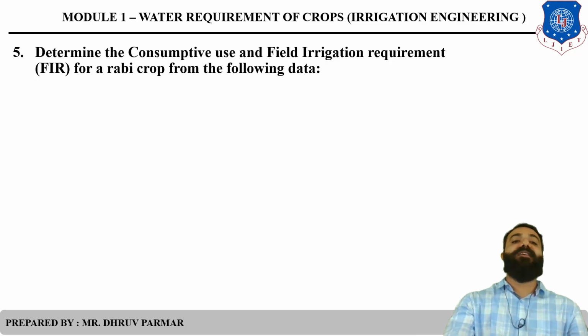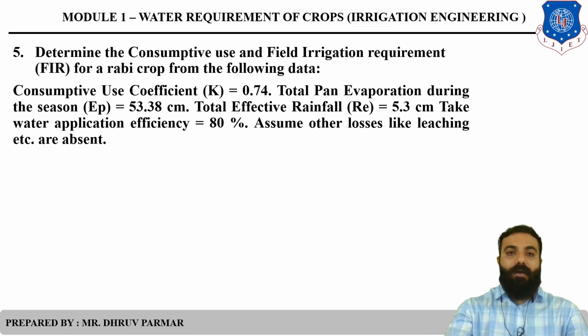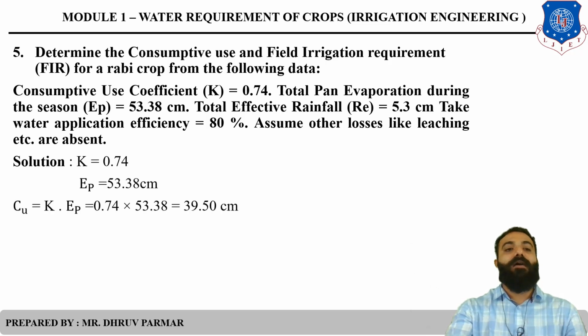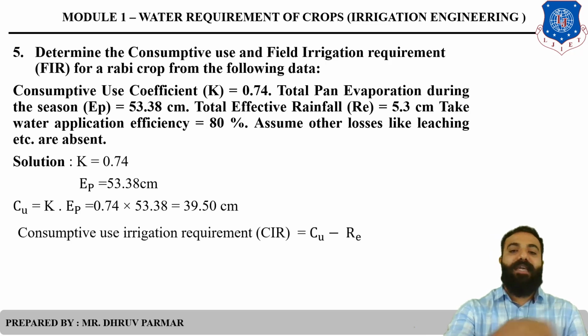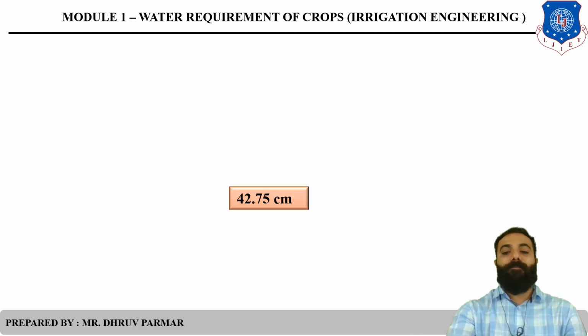So the next example: determine the consumptive use and field irrigation requirement FIR for a Rabi crop from the following data. Consumptive use coefficient is given, K is 0.74. Then total pan evaporation EP is 53.38, total effective rainfall is 5.3 centimeter, and water application efficiency is 80%. So we find out FIR. Clear? First we find out CIR. K is 0.74, EP is 53.38, so we can easily find CU, K into EP, which is 39.50. The formula of CIR is CU minus RE. CU we found is 39.50 and RE is 5.3. So CIR is 34.20.